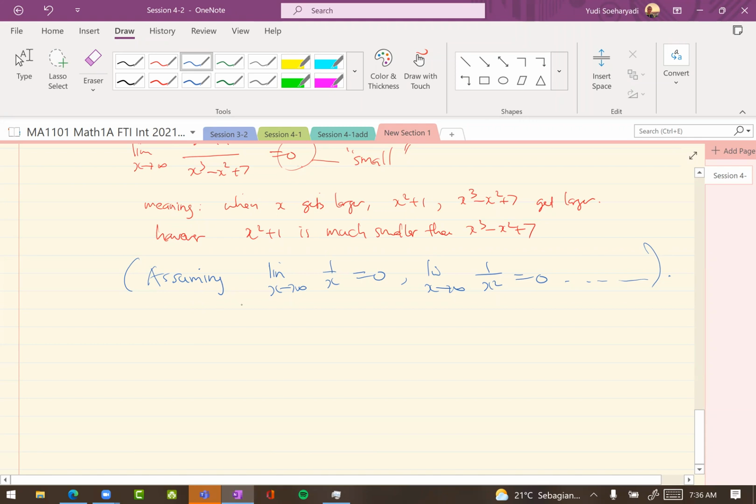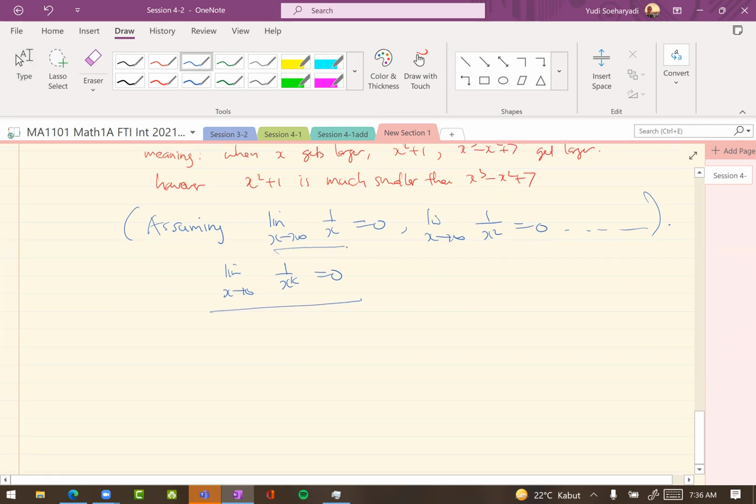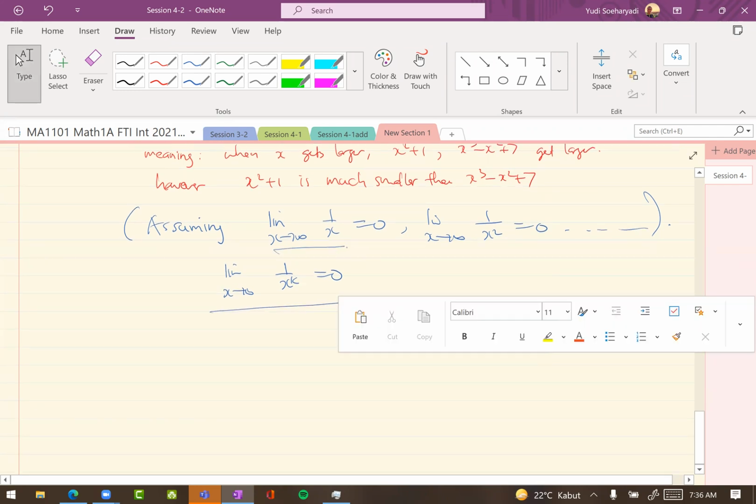Let's see. In fact, you have 1 over x to the k is always 0. Okay, so how do we know this one? So we need this one first. Okay, let's do this one.